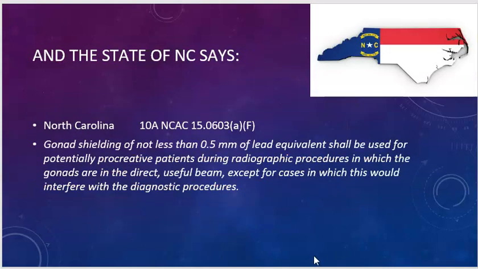The state of North Carolina tends to agree, it seems. North Carolina statute says gonadal shielding of not less than 0.5 millimeter lead equivalent shall be used for potentially procreative patients during radiographic procedures in which the gonads are in the direct useful beam, except for cases in which this would interfere with the diagnostic procedures. So they want us to shield too.